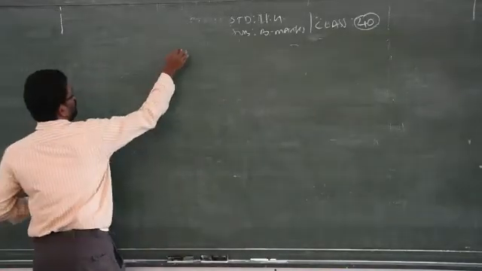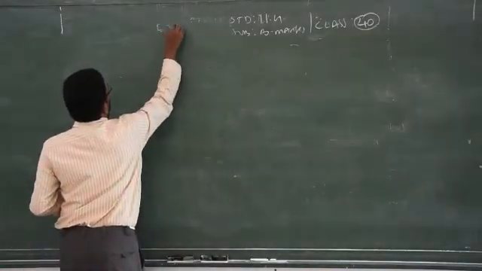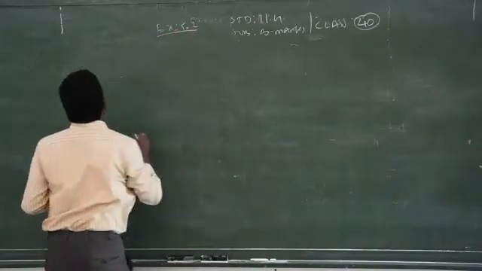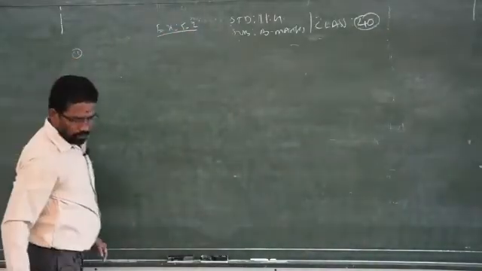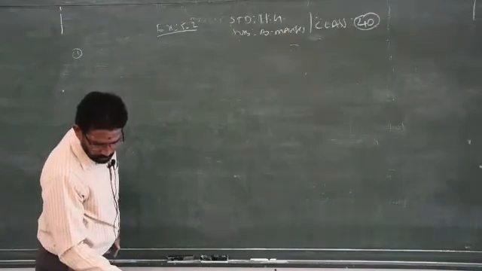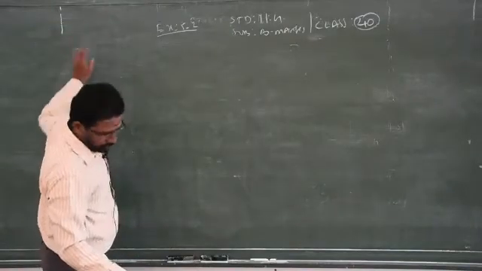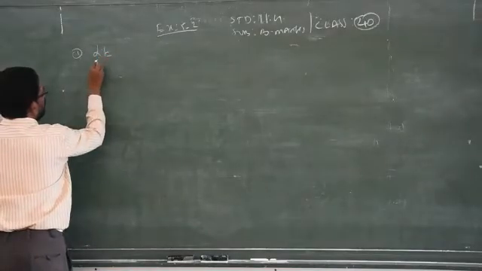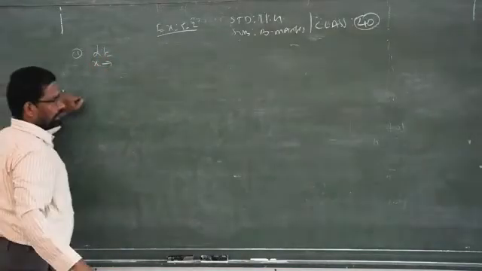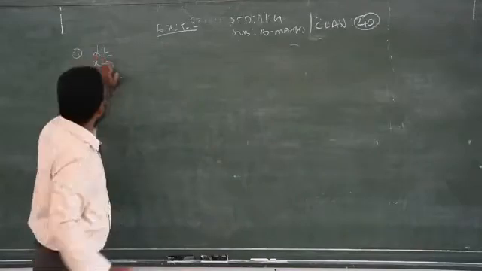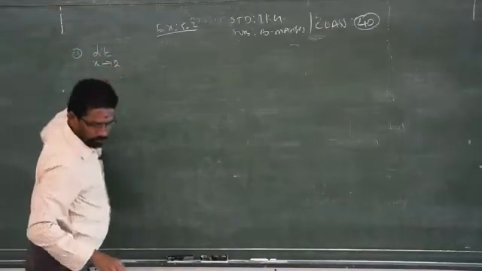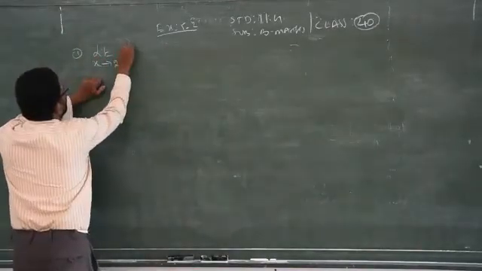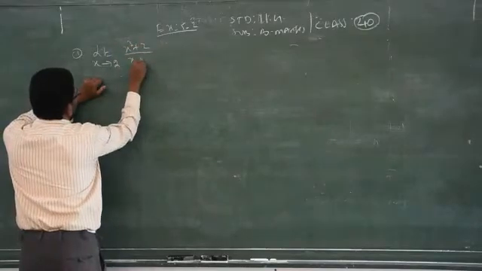Clear? So exercise number 5.2, question number 1. Evaluate the following. We have 6 subdivisions under question number 1. The first one: limit, LIM, or you can write LT, it doesn't matter. Limit x goes to 2 of (x cube plus 2) by (x plus 2).